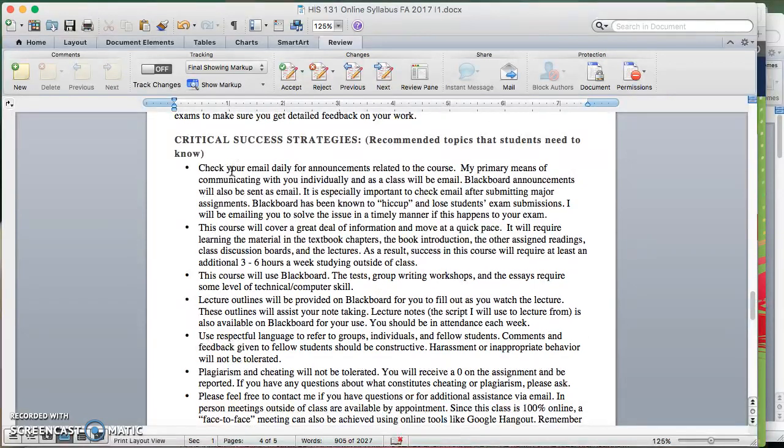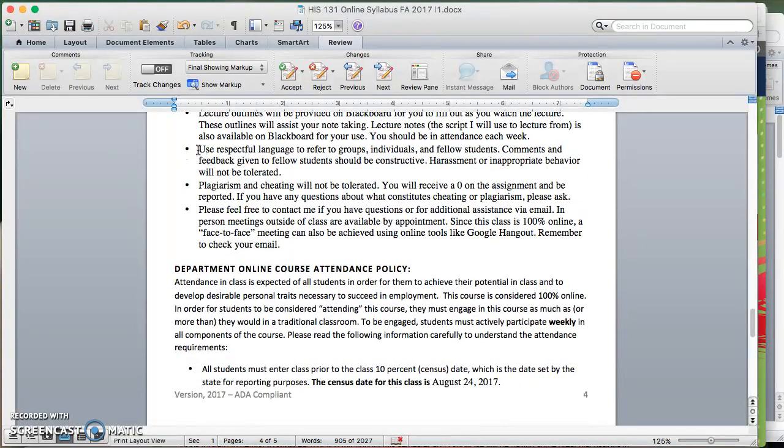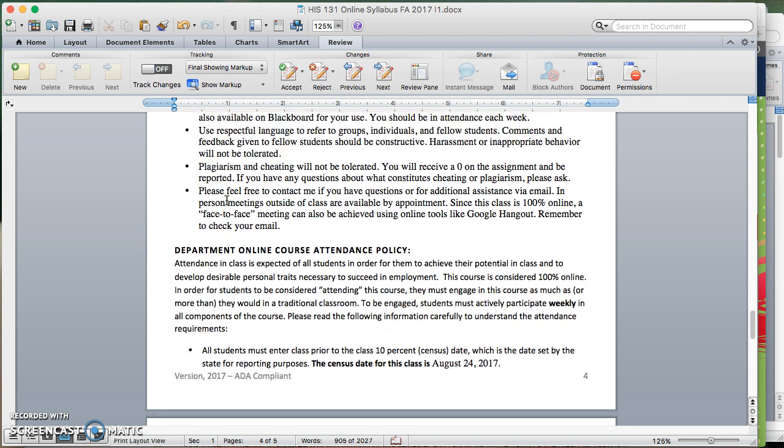Critical success strategies. This first one's really important, especially: check your email every day. That is how I will communicate with you. Read through those other things. Respectful language is also important. We can disagree. There are multiple ways to interpret a source. We can totally disagree on some stuff, but we need to do it respectfully and treat each other as peers.